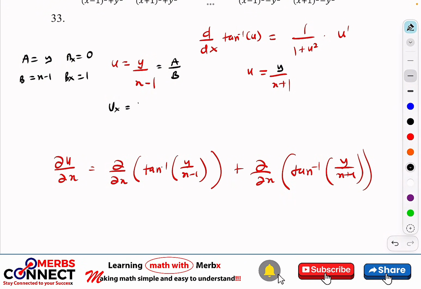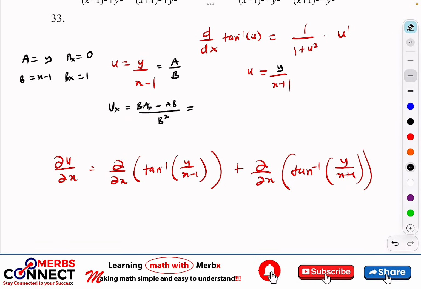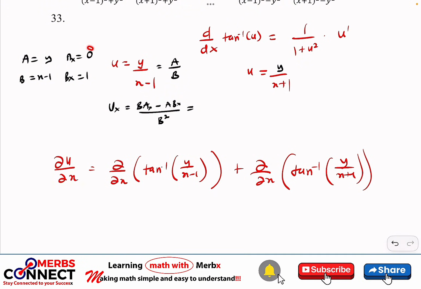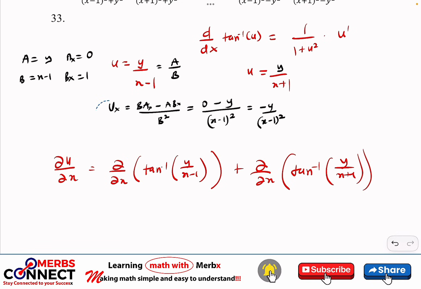Quotient rule is going to give us: maintain b, differentiate a, minus maintain a, differentiate b, divided by b squared. So this is going to give us, a prime times b, or let me say ax, and then this will be x. So ax times b will be 0 because it's 0, minus a times this is going to give us just y, divided by x minus 1 squared. So this is going to give us minus y divided by x minus 1 all squared. So that will be our ux in this side.